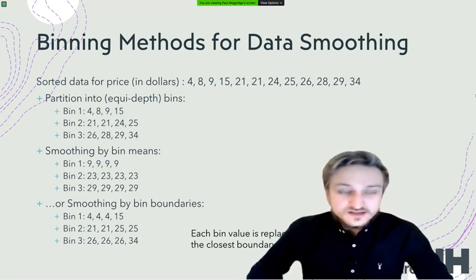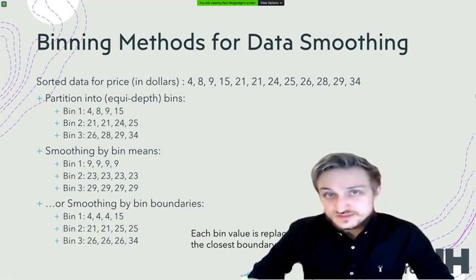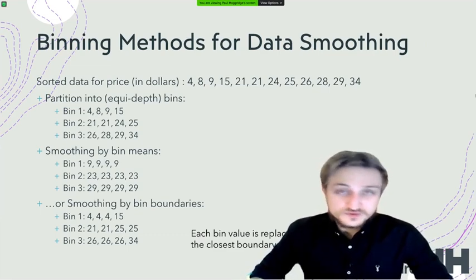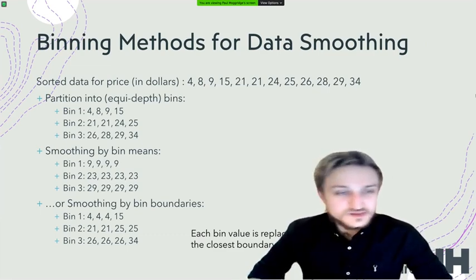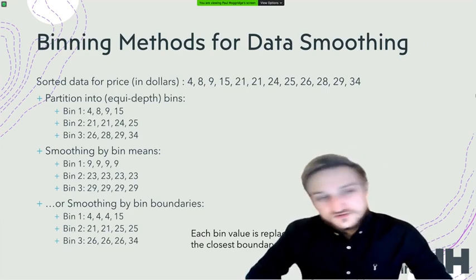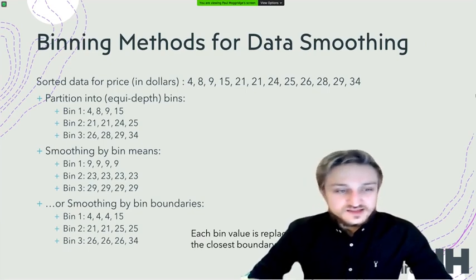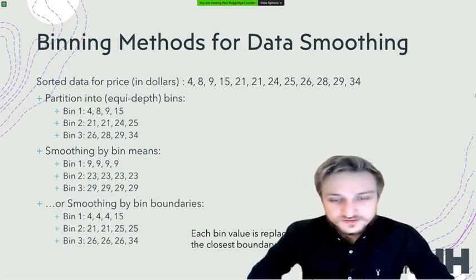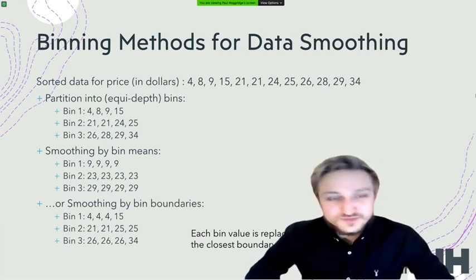We could then apply a smoothing function. So maybe we wish to smooth by the bin means. So we can then calculate the mean of those numbers. We can sum 4, 8, 9, and 15 and divide by 4 and get a mean of 9. And the same again for bin 2 and bin 3.